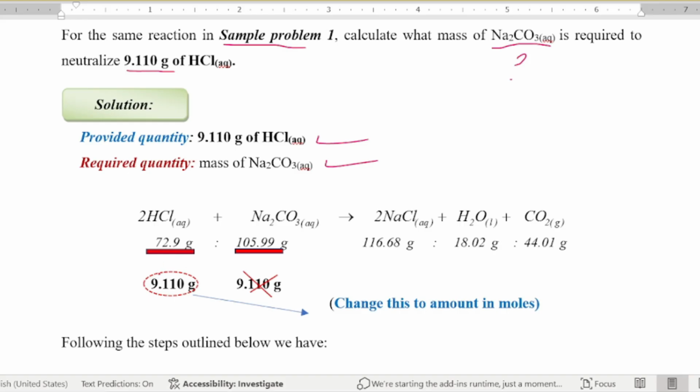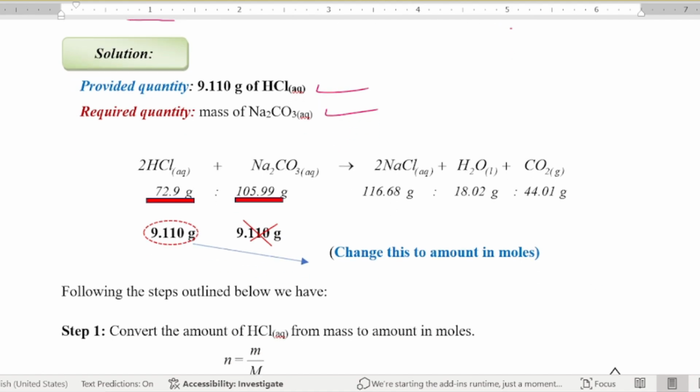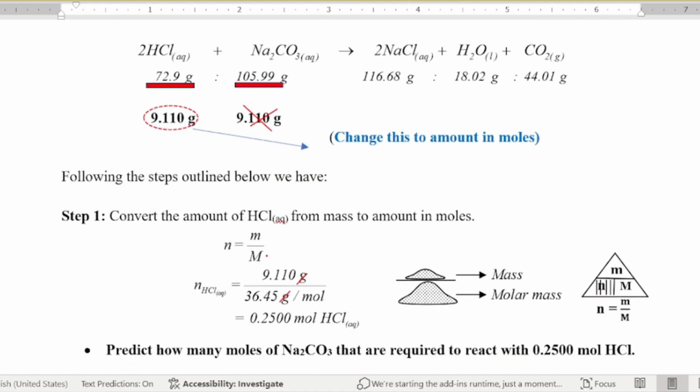I'm showing you how this mass here is different from this mass. So if you're given this, you can't just say it's the same as this, because it wouldn't work out to be the same. So we do what we did before: find the number of moles of the given one, in this case HCl. This is the mass given, and this is the molar mass of HCl, and it works out to 0.2 mole of HCl.